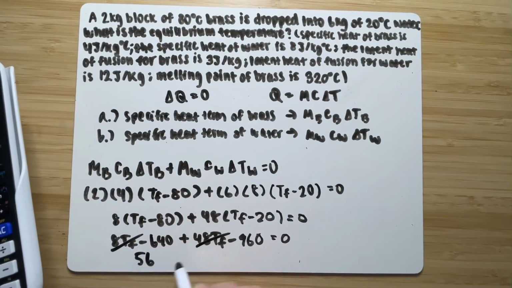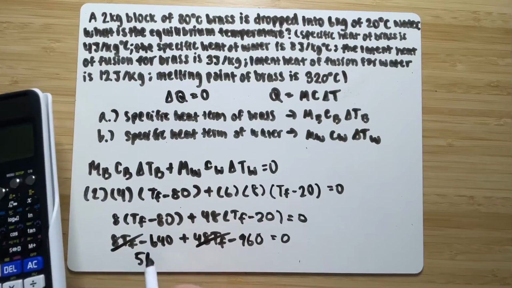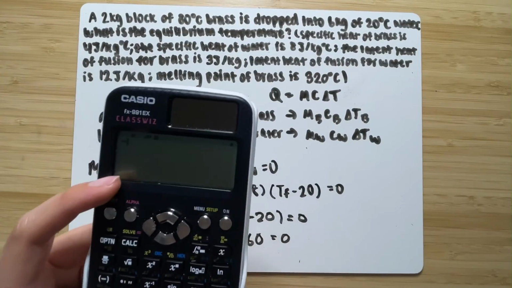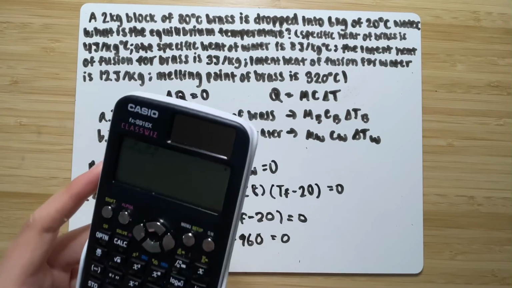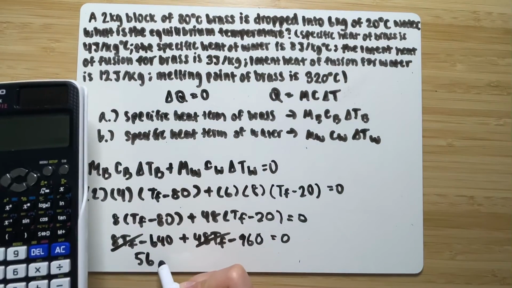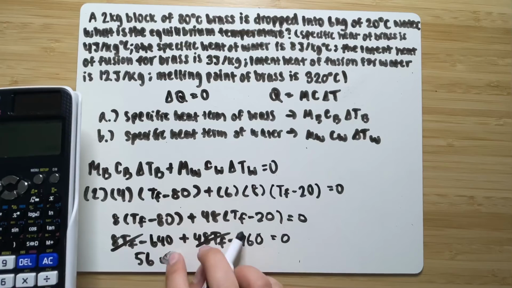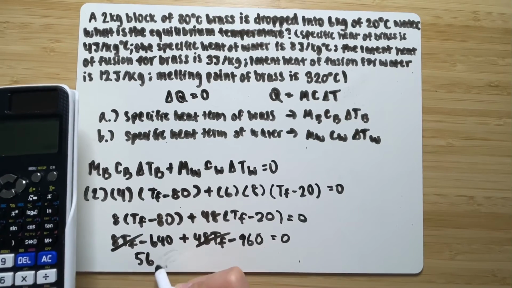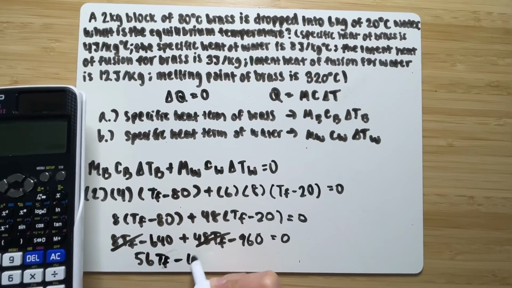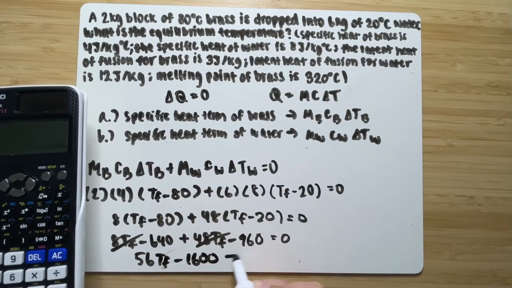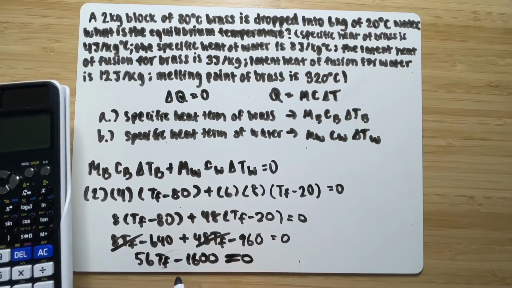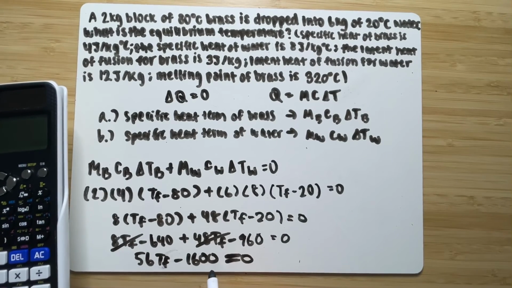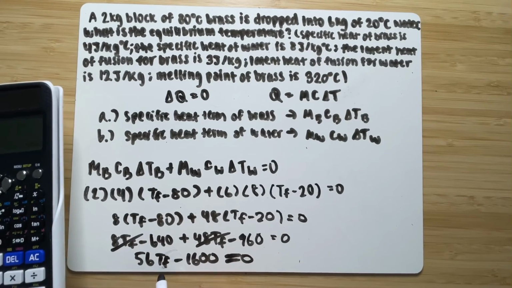Okay, cross that out. Minus 640 minus 960, and you get, forgot the T sub f here, 56 T sub f minus 1600 equals 0. But you can add 1600 to both sides in order to solve for T sub f.